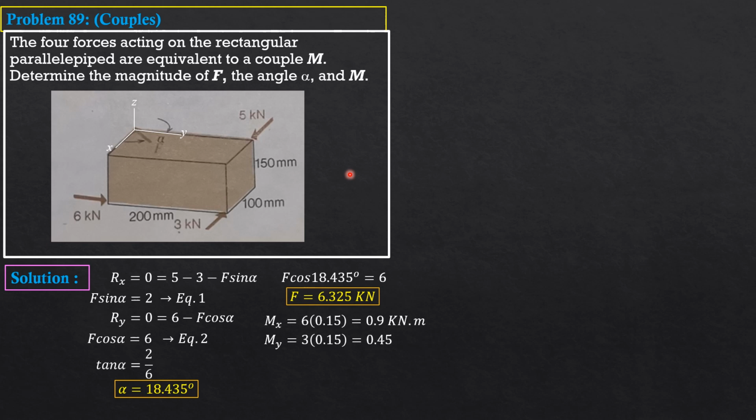So it is equal to 0.45 kilonewton meter. And finally, moment about the z-axis, your right thumb towards the positive z-axis. The curling of the four fingers would be this. So this is the positive sense. So 6 would be positive.